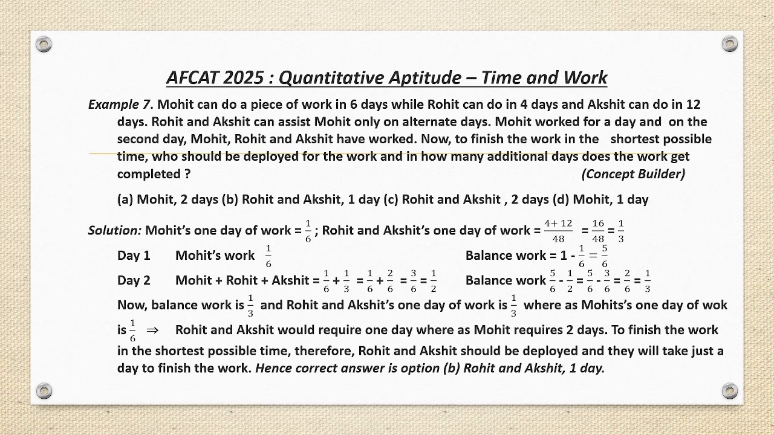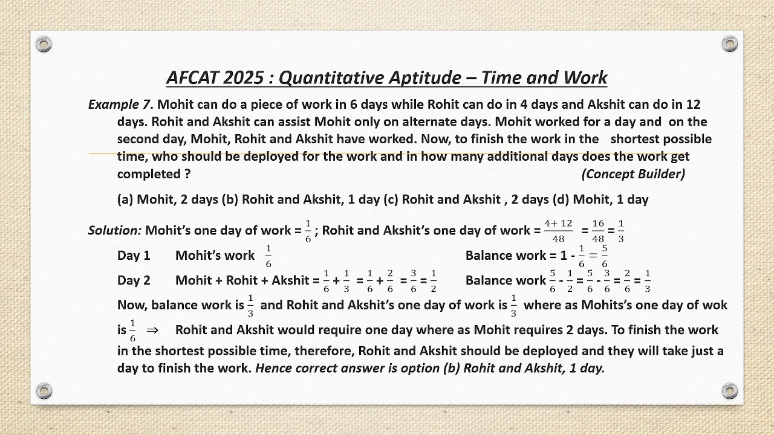So Mohit can do a piece of work in 6 days, while Rohit can do it in 4 days and Akshit can do it in 12 days. So we have got 3 persons. Rohit and Akshit can assist Mohit only on alternate days. That is only on second day. Rohit and Akshit. Second person, third person.